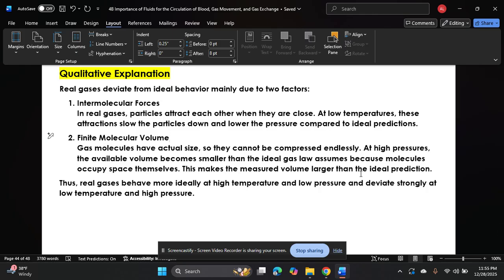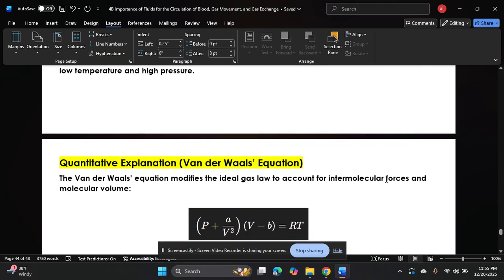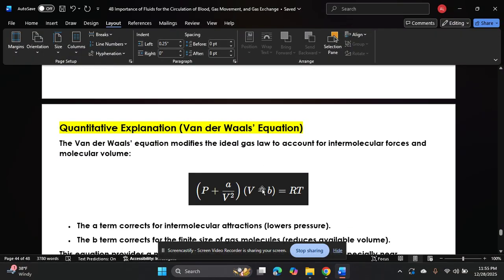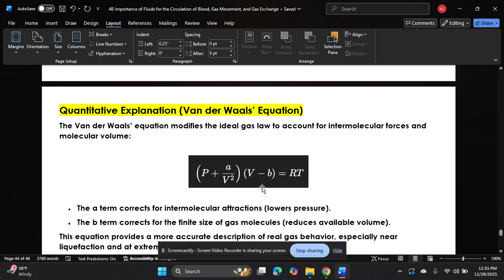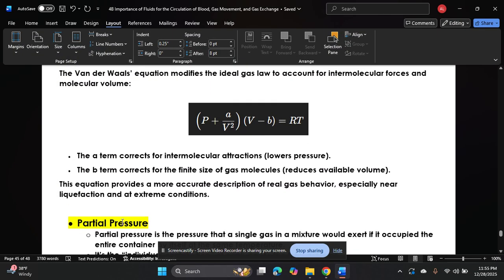So thus, real gases behave more ideally at high temperature and low pressure and deviate strongly at low temperature and high pressure. The quantitative explanation is the van der Waals equation, P plus a n squared over V squared, which accounts for intermolecular attraction, times V minus nb, equals nRT, right? This equation provides a more accurate description of real gas behavior, especially near liquefaction and at extreme conditions, right?